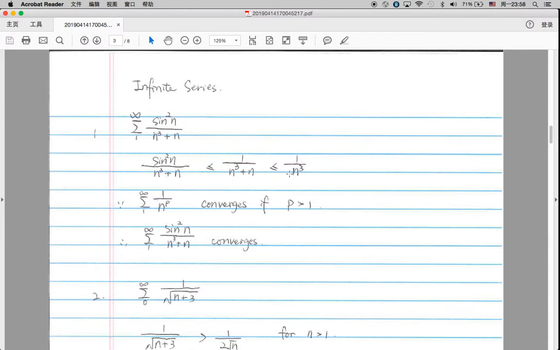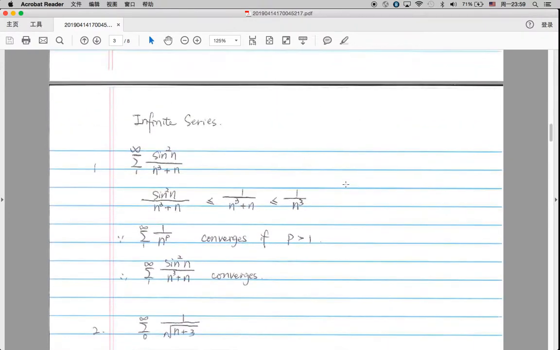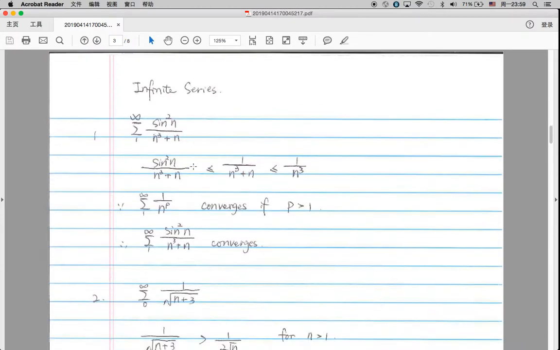So if the greater one is converging, then the smaller one will also converge. This is one of the properties: you can rewrite the series to look for a p series that is greater than our target expression, and then use the property that the p series converges if p is greater than 1, so that our target series also converges.